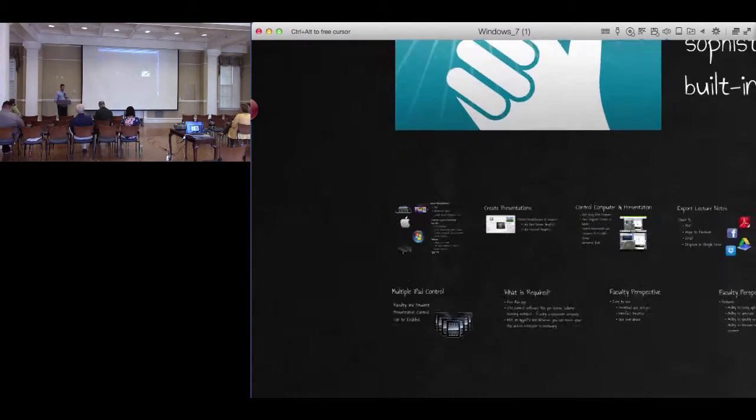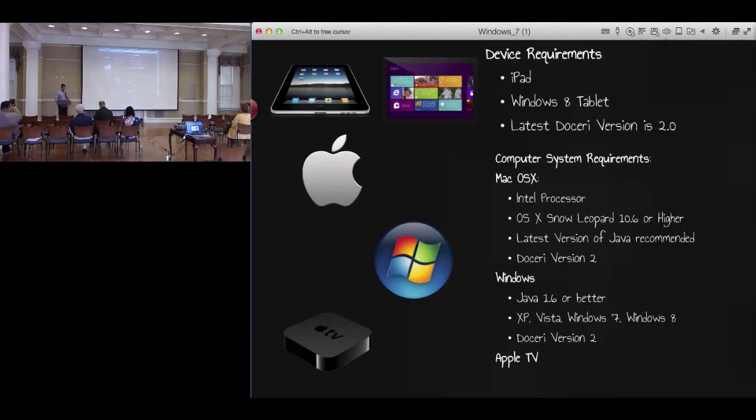What do you have to run Doceri? I'll go over this really quick before I introduce our speakers. You have to have an iPad, of course, or a Windows 8 tablet. The latest version of Doceri is version 2.0. The computer system requirements: if you have an Intel processor-based Macintosh with OS X, and also Snow Leopard, probably just go ahead and have the latest version of Java as well. And Windows machines, if you have Windows XP all the way up to Windows 7, then you're in luck. That should work. And also, if you don't have a computer, if all you have is an Apple TV in the classroom connected to a projector, then you could, of course, through AirPlay on your iPad, show your Doceri presentations as well.